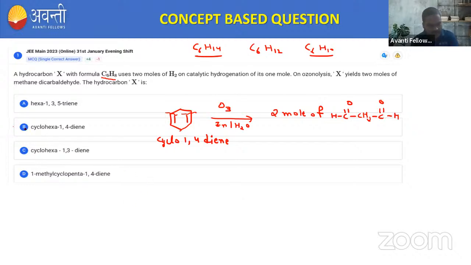Which of the following options is correct, beta? That is B. In this question we have to identify the hydrocarbon we are using, and here we are using cyclohexa-1,4-diene. Why only 1,4-diene, beta? Because only in this we'll get 2 moles of methane dicarboaldehyde. Look here, we have 1, 2, and 3 carbon, and there's 2 moles, so 3 times 2 is 6 carbon. So all 6 carbon are used.